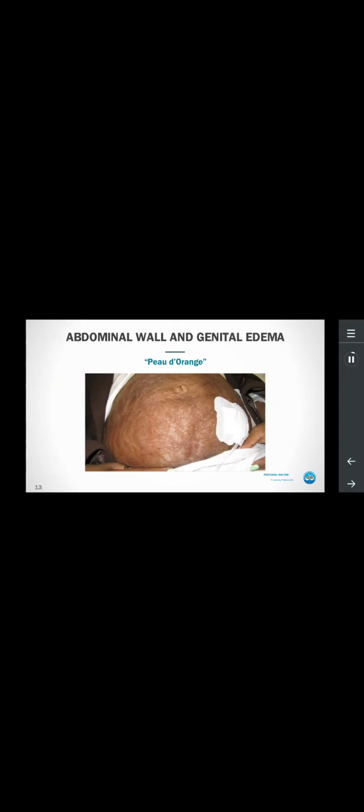This is an example of what's called peau d'orange, or orange skin, which is diffuse subcutaneous edema due to leak of dialysis fluid into the subcutaneous tissues. What you can also see here is where the catheter was resting across the abdominal wall. We pulled the catheter away just to take this picture, and you can see the indentation that the catheter has made in the abdominal wall as a result of this subcutaneous edema.